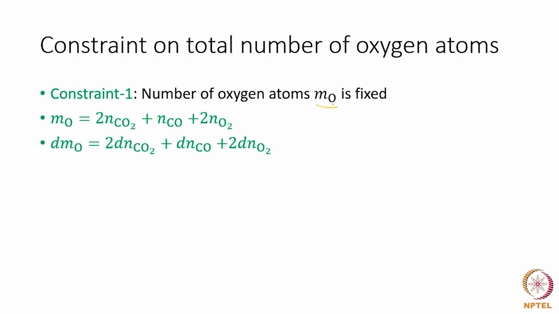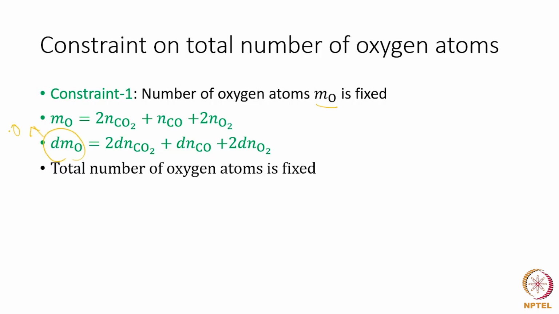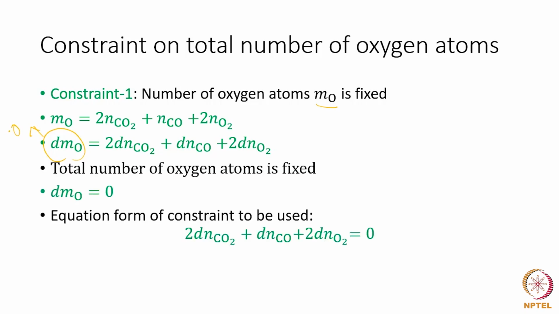But MO is fixed, which means that this term here is 0, which will actually give us a condition, a constraint coming from the oxygen atoms being constant. So the constraint is given here. The right hand side of this expression is the constraint: 2DNCO2 plus DNCO plus 2DNO2 is equal to 0. So that is one constraint that we have obtained.